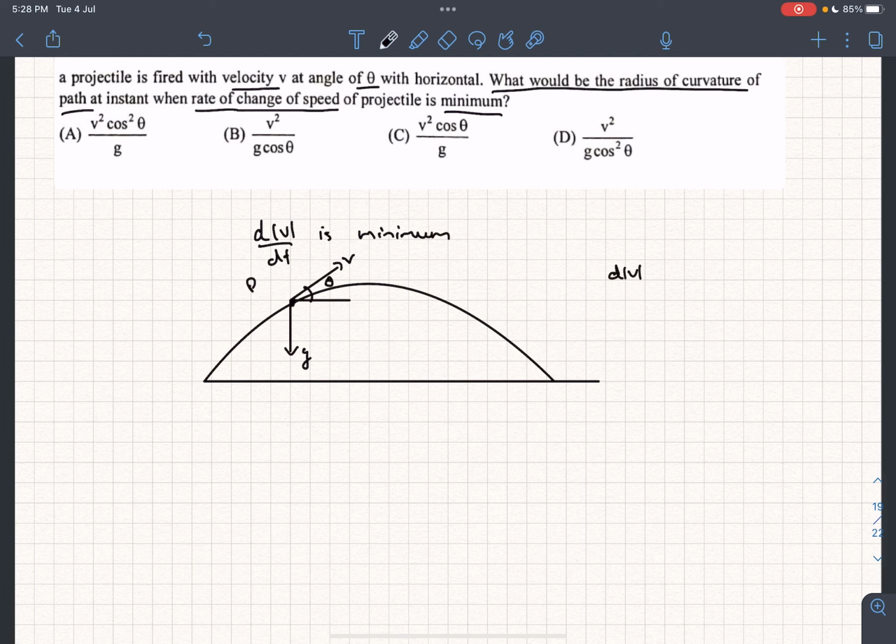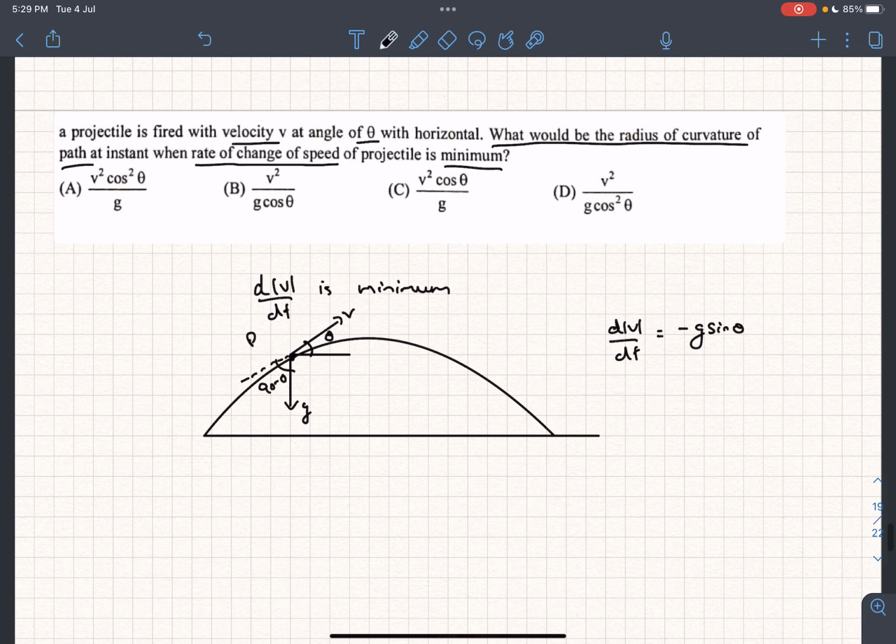Here d mod v by dt, which is the tangential acceleration, is going to be, this angle will be 90 minus theta. So the tangential acceleration is going to be g sine theta, but there would be a minus sign because the speed is decreasing. Now at which instant will sine theta be minimum? It will be minimum when theta is minimum, which is actually at the topmost point, because at the topmost point, the velocity is completely horizontal. Or you could say the tangential acceleration is 0 at the topmost point.